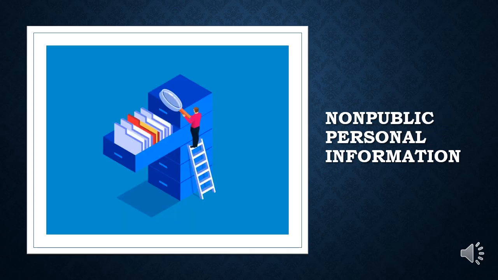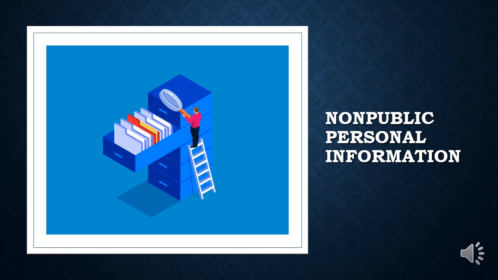Non-public personal information. The Financial Services Modernization Act of 1999, also known as the Gramm-Leach-Bliley Act, GLBA, changed the way financial institutions do business with each other and consumers. GLBA was one of the first laws in the U.S. to standardize data protection practices across financial institutions. It requires these institutions to disclose privacy practices and follow strict rules when sharing information with third parties.